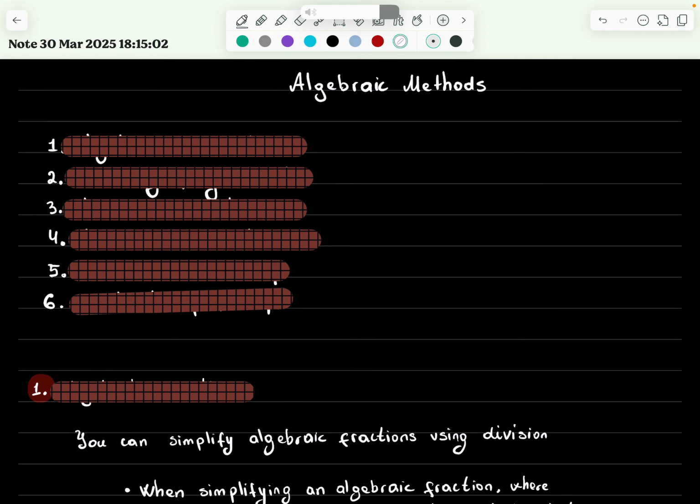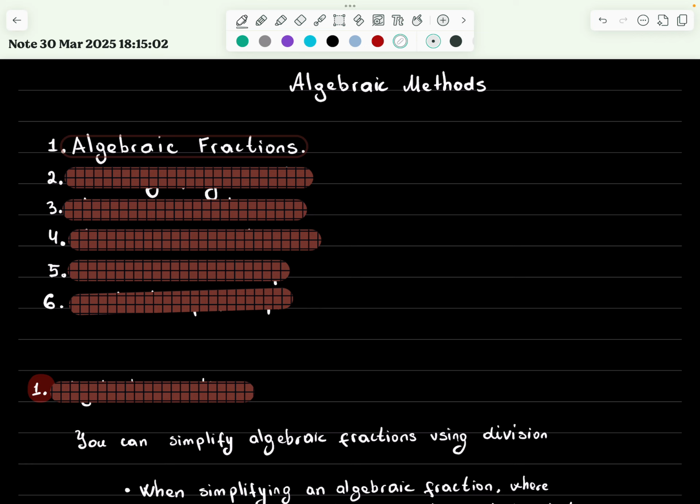Today we will be doing algebraic methods. This is a topic from Pure Mathematics 2 for A-level students. And this topic has 3 subtopics in a Pure Mathematics book by Pearson.